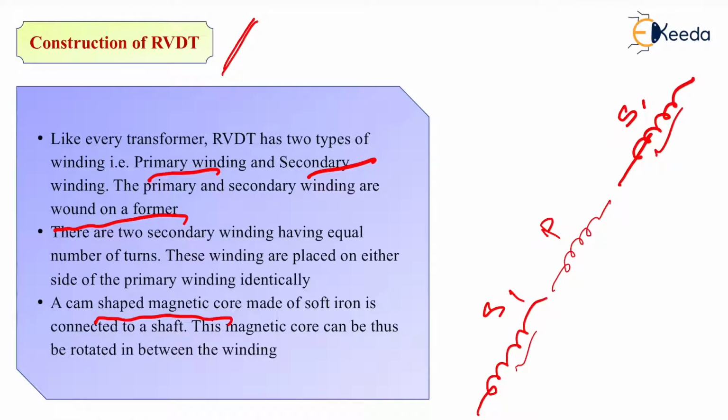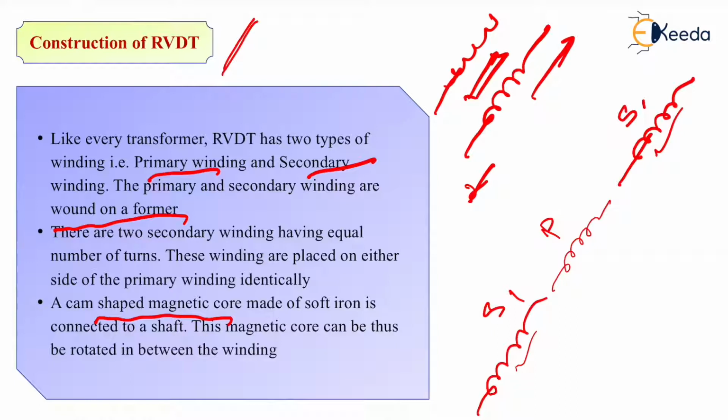So what have we seen in LVDT? In LVDT, there is a magnetic core between the primary and the secondary winding, and the motion of the core in the LVDT is to and fro. But what is the difference in RVDT? The magnetic core is rotating between the windings like this. So this is the basic difference between the LVDT and RVDT. In RVDT, the magnetic core is rotating, and in LVDT the magnetic core is displaced to and fro.